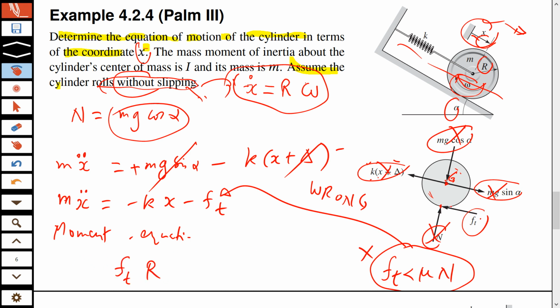ft times r, ft times r, okay? Now ft times r will give you a moment which is clockwise, okay? Now we need to write down whether this is plus or minus. That will be dictated by omega. So on the left hand side we write I times omega dot, and I is about G, of course.